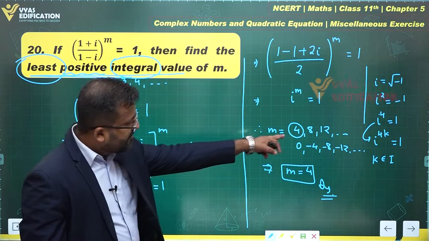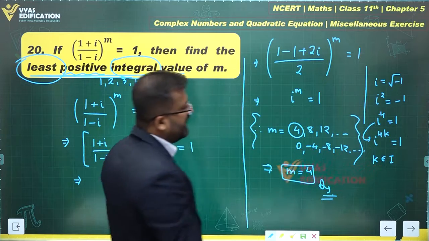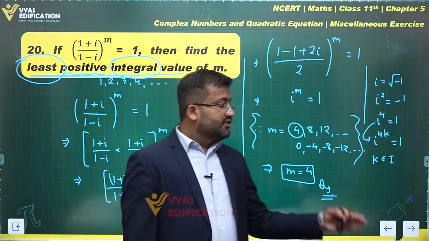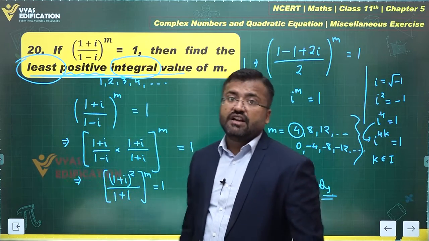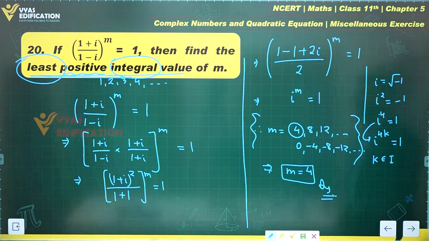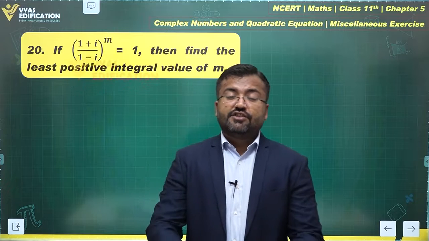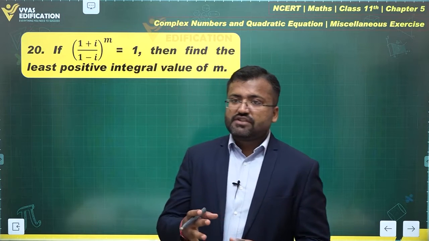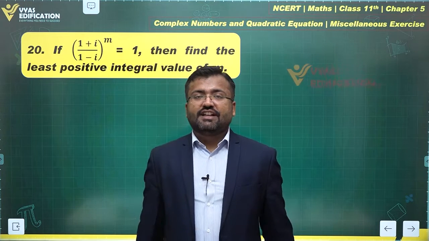Possible values of m, as you can see, can be many. This is the final answer of this question. So simplifying the expression in the bracket was the important thing, as you can observe. And that is all in this exercise. This is the miscellaneous exercise of chapter 5, complex numbers and quadratic equations. That is all in this exercise.